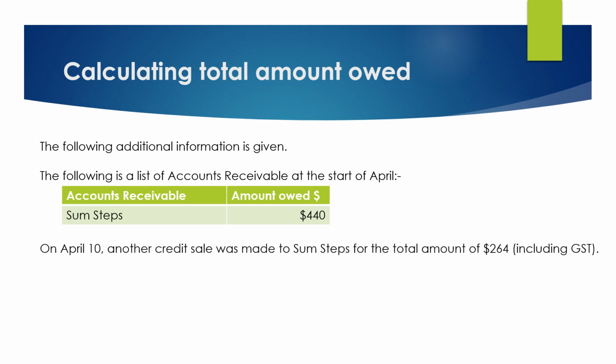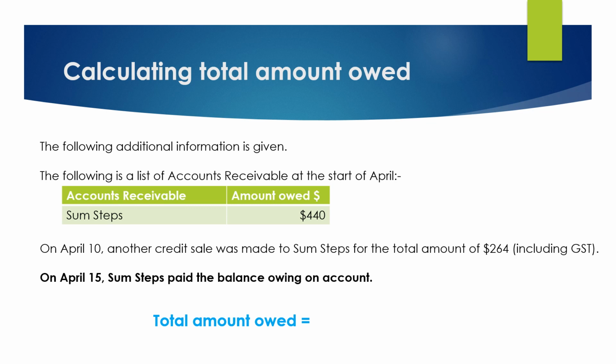On the 10th of April, another credit sale was made to Some Steps for the total amount of $264, including GST. On the 15th of April, Some Steps paid the balance owing on account. The question is, how much was owed? The total amount owed can be calculated by taking $440 owed at the start plus $264 from the credit sale on the 10th of April, and because there were no amounts received from Some Steps to reduce the balance owed, our total amount owed from Some Steps is $704.